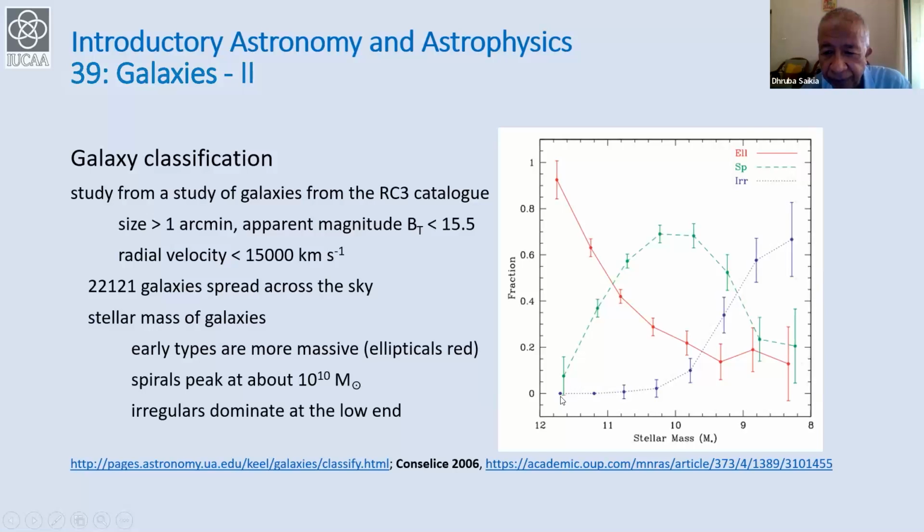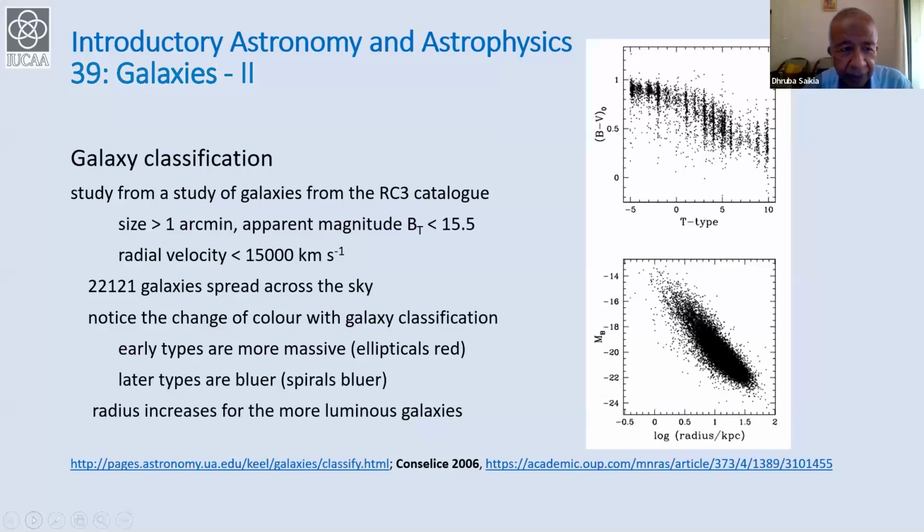There are few irregulars. As you go to lower masses, about 10 to the power of 10, our galaxy is about 10 to the power of 11, so somewhere over here. When you come to about 10 to the power of 10 solar masses, the ellipticals go down, the spirals dominate. And when you go to the lowest masses, the irregulars dominate. So just remember that the ellipticals are the most massive of the galaxies.